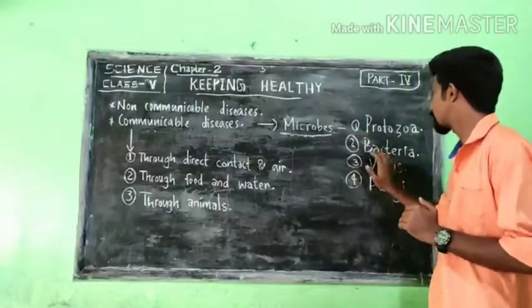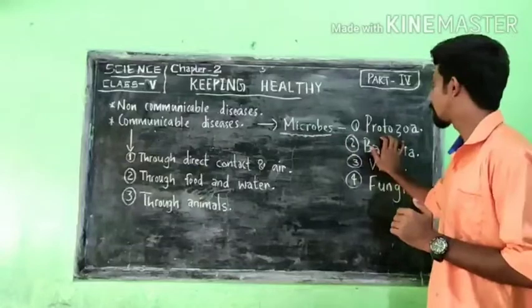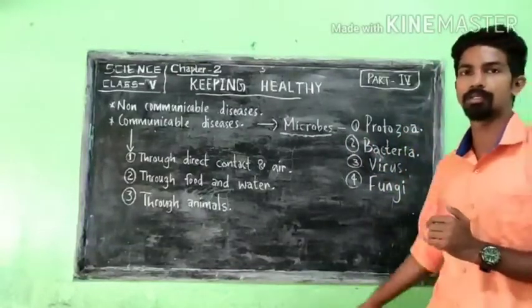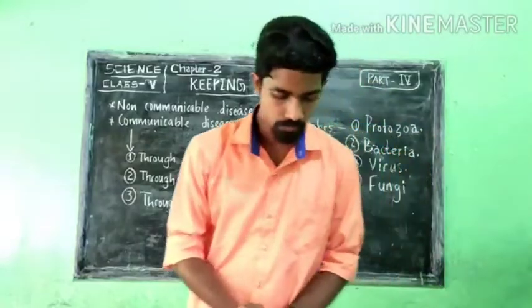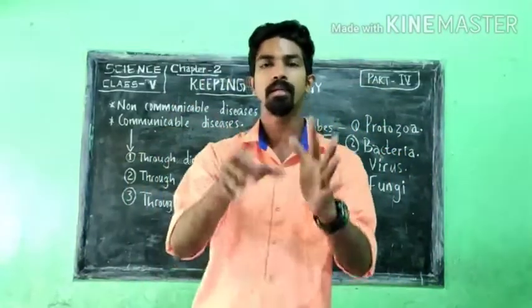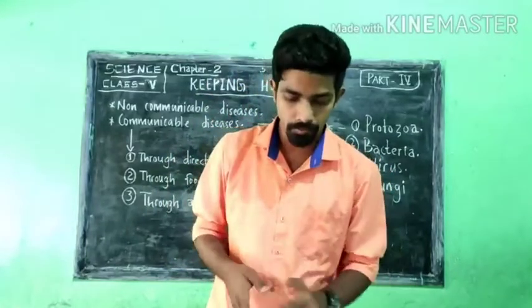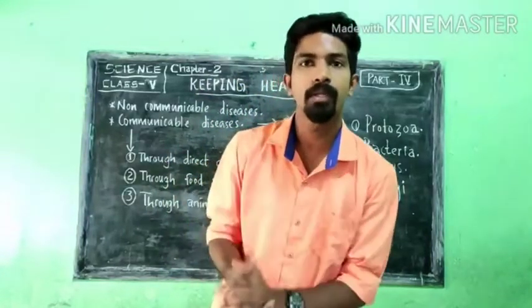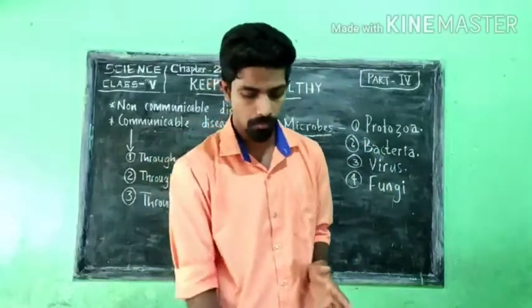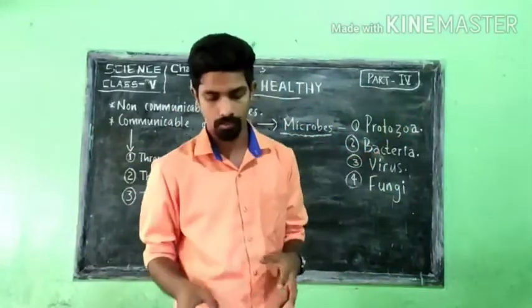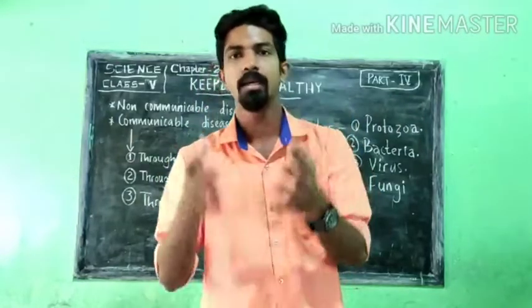Okay, four types of microbes are there: first protozoa, second bacteria, third virus, fourth fungi. Some examples are given. Look at the pictures. Those pictures are very different, one entirely different from the other. Just look at protozoa. The amoeba picture is a protozoa. Those are single-celled organisms, and we cannot see them with our naked eyes.